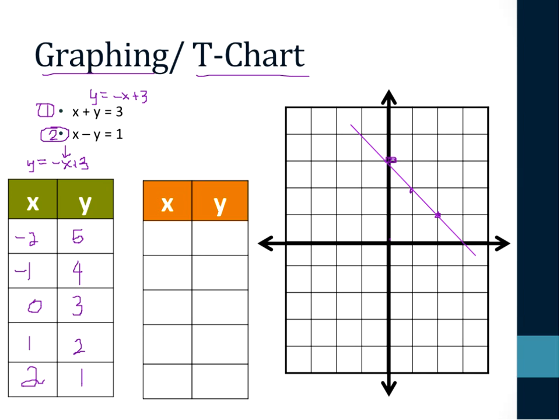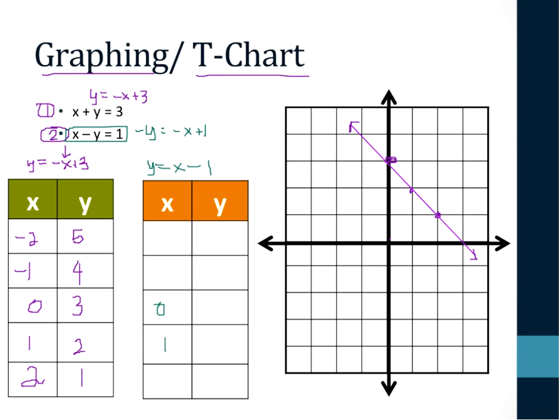Something like that would be our line. Okay. Now we will work with our second equation. So I have x minus y equals 1, which if I want to rearrange this, I would subtract x from both sides, getting y equals a negative x plus 1. So then I'd multiply everything by -1 to get y equals a positive x minus 1.